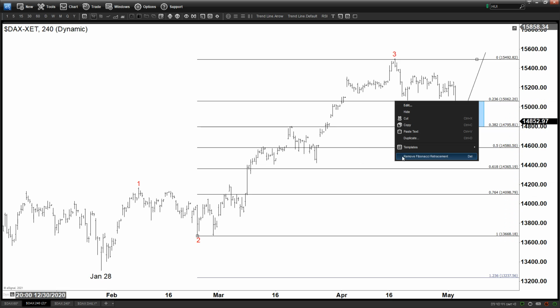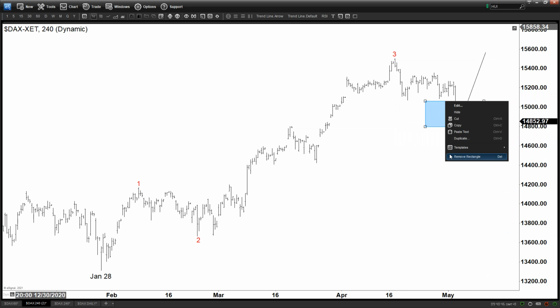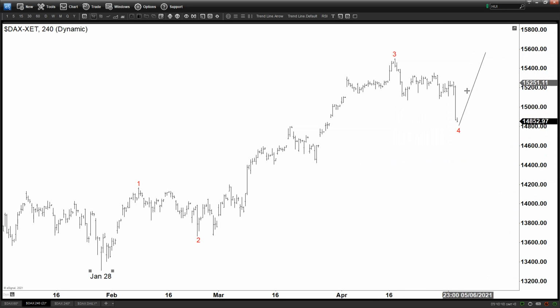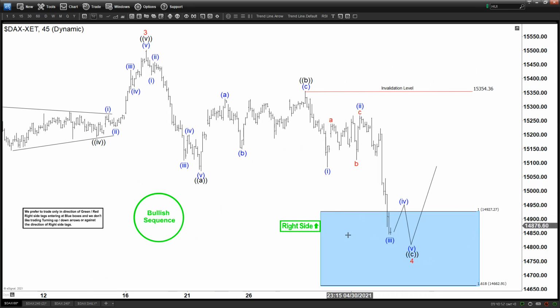We're looking at the DAX soon to find buyers and either extend to a new high, or at least bounce in 3 ways from this area over here. As always, as long as we don't break below 14,662, we are fine. If we break below that, then there is a chance we can get a 5 ways down from this peak.